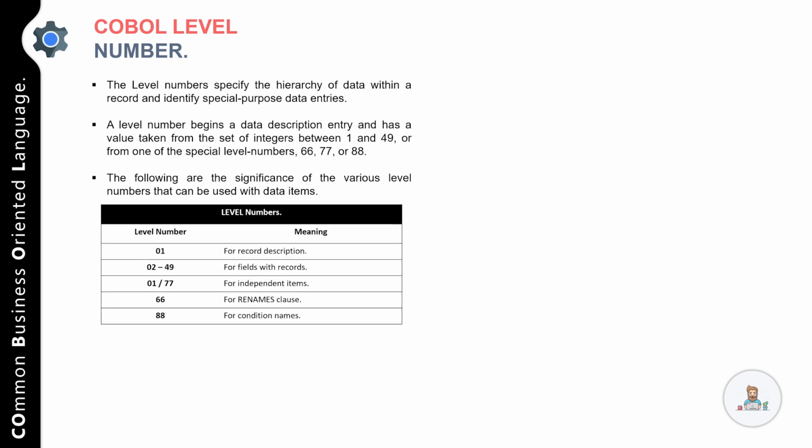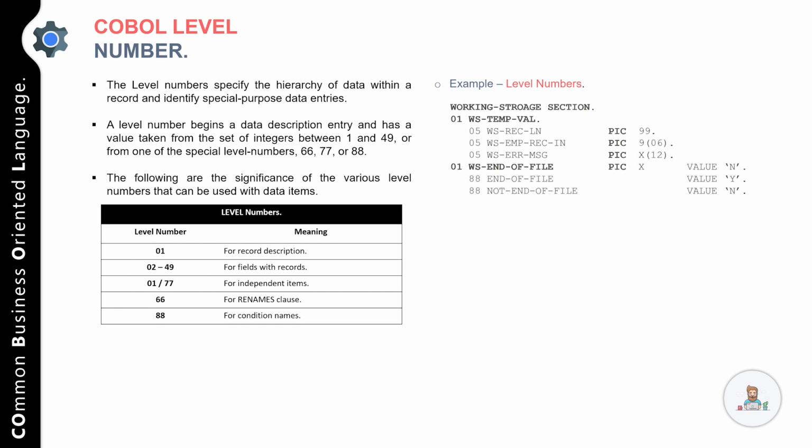The following are the significance of the various level numbers that can be used to define a data item. The first one is level 01 and it is used to define a record description. Level numbers 02 to 49 are used to define fields within the record. Level number 77 is explicitly used for independent items. Apart from that, you can also use level 01 for independent items. Level 66 is used for the renames clause and level 88 is used for condition names.